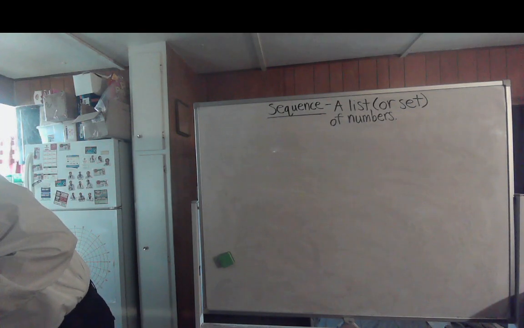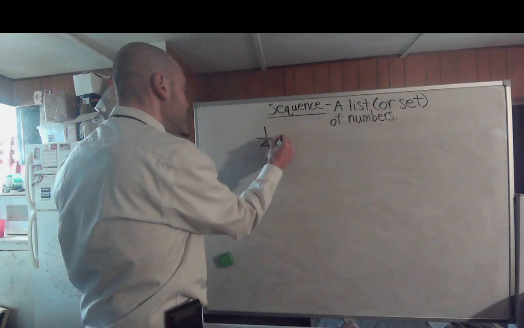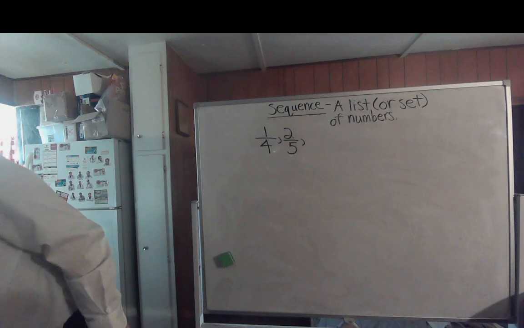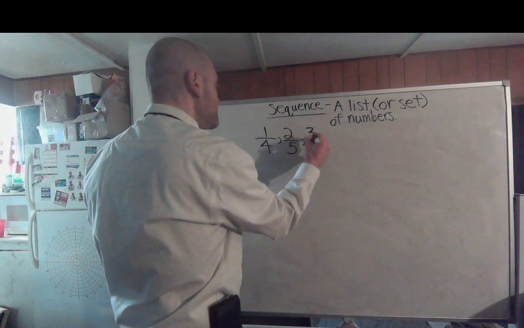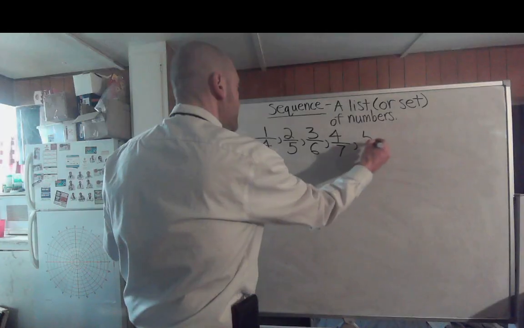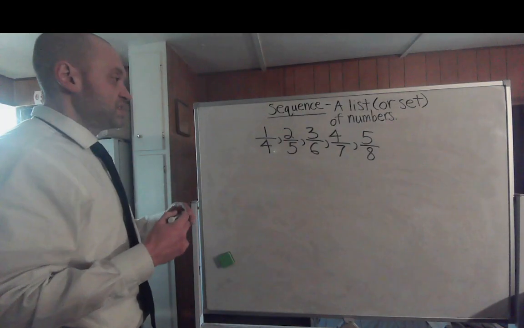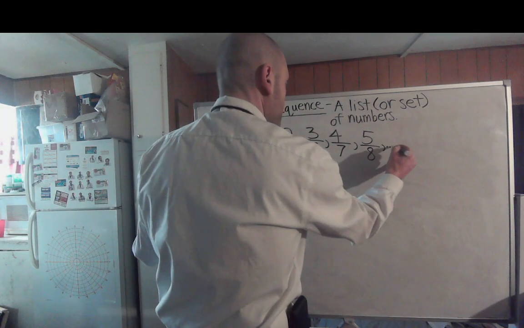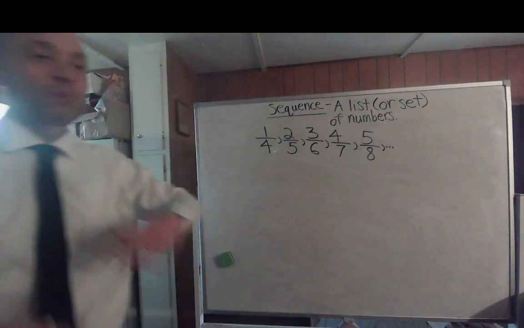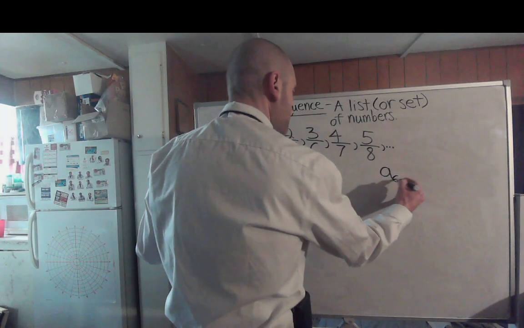Now, let's see, we have 1/4, 2/5, 3/6, 4/7, and 5/8. Alright, so we have the sequence here. The first 5 terms are given: 1/4, 2/5, 3/6, 4/7, 5/8. We need to find, first, let's find the 6th term.